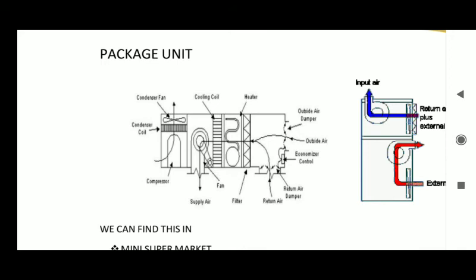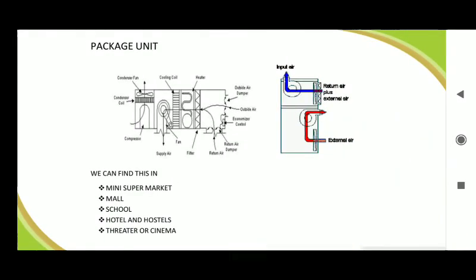Then we have what they call the package unit. When you hear package unit, it means all the components I've mentioned earlier, the compressor, the condenser, the expansion valve, and the evaporator, are all in one component. That's why they call them package units. When we were in school, we students who didn't want to stay in private hostels would tell the owner of our property that we want a self-contained. So you can call this a self-contained air conditioning system.